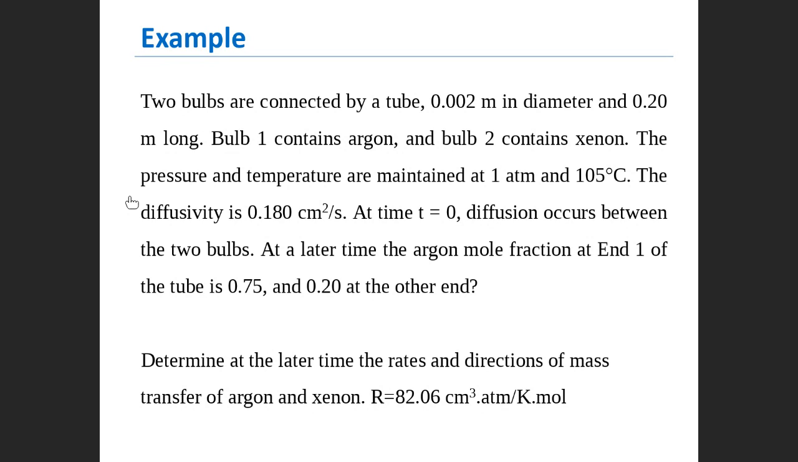Determine at the later time the rate and direction of mass transfer of argon and xenon. So he wants you to find the rates of mass transfer and the direction of mass transfer. Also, the constant R is given to you, 82.06 centimeter cubed atmosphere per Kelvin mole. So that's the whole question. Is there anything about this question you don't understand before we move on? I think it's clear what's happening in the next slide.